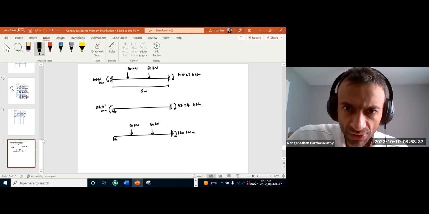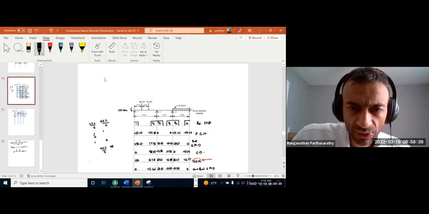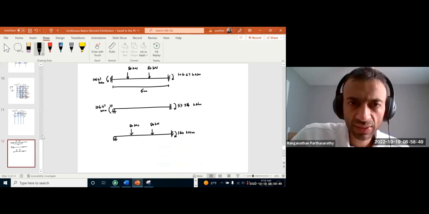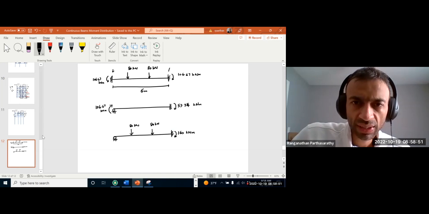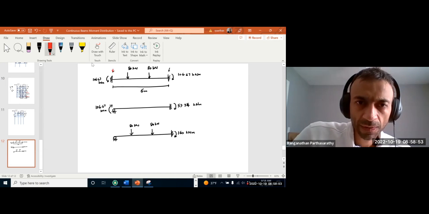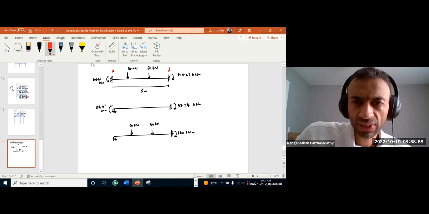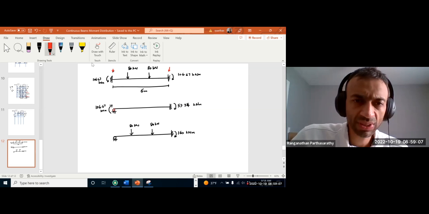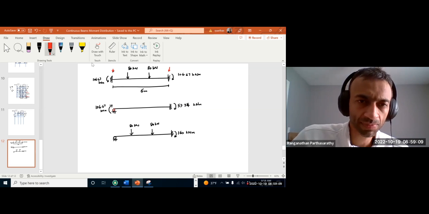This is fixed, right? But in our case, we already took this side as a propped cantilever. That's what we are considering here, right? Yeah, sure. So if this is fixed and this side is also fixed, then it is negative 106.67. But for us, we already made this into a pin. So we need to remove this 106.67, right?